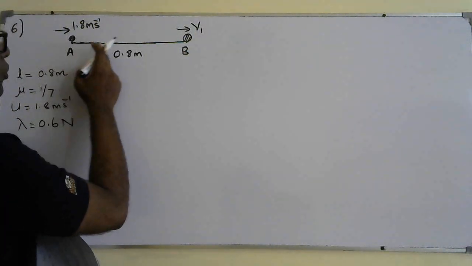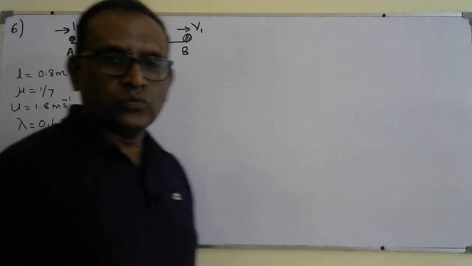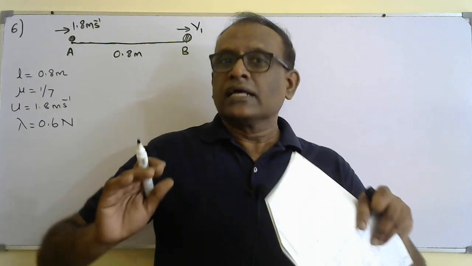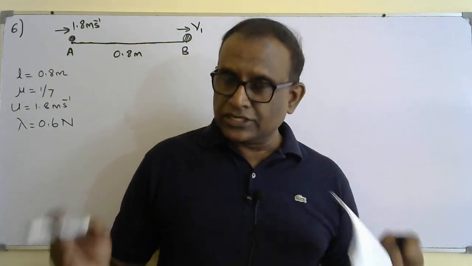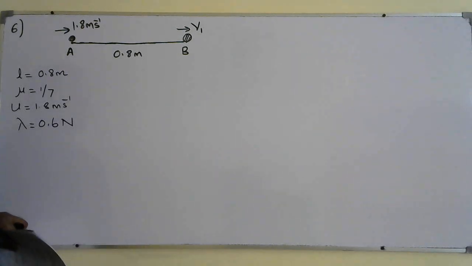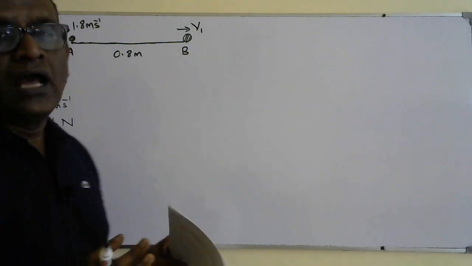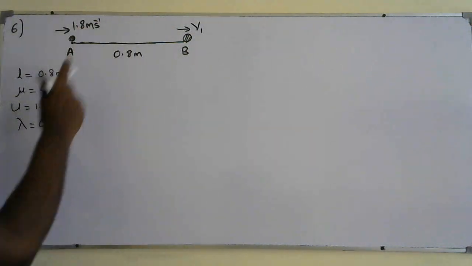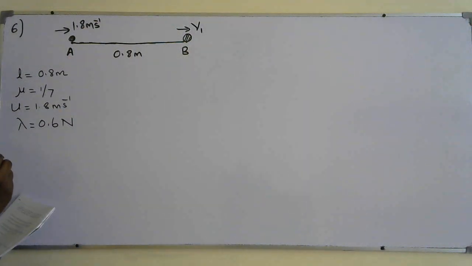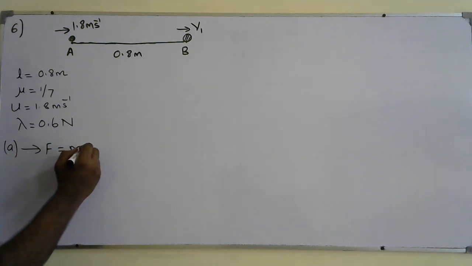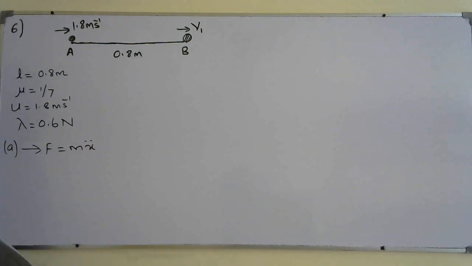During the motion from A to B, there is only one force acting, that is the friction. There is no other force. Tension won't be there because the string is slack. The length of the string is 0.8, and the distance of B from the initial point is also 0.8. So until it just reaches B, the string won't have any tension. So the only force acting on it is the friction. So I can use F equal ma.